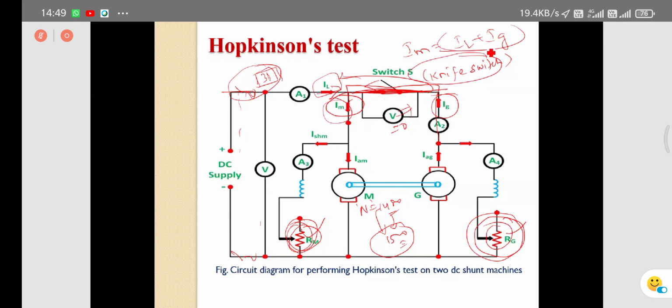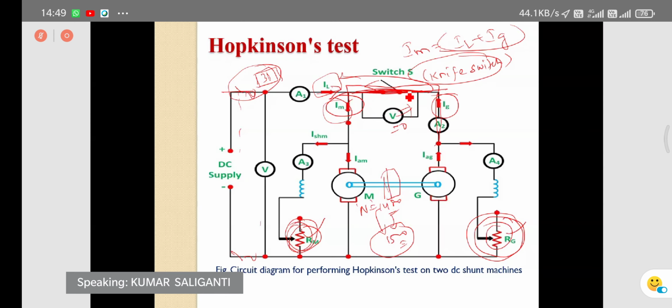So whenever the switch is closed, before that it is mechanically coupled, and now it is electrically connected. Whatever output you get from the generator is given as input to the motor. This is the total experimentation of the Hopkinson test.